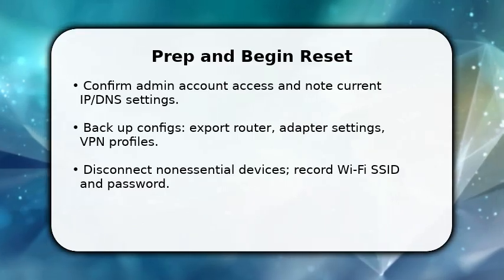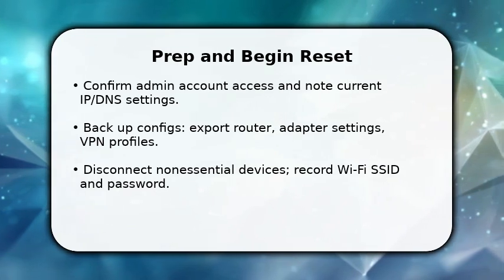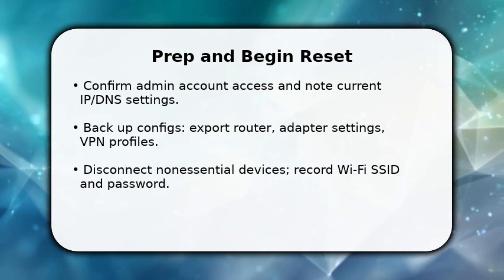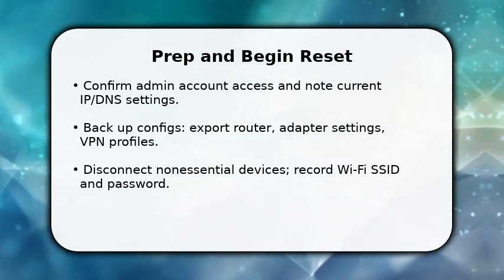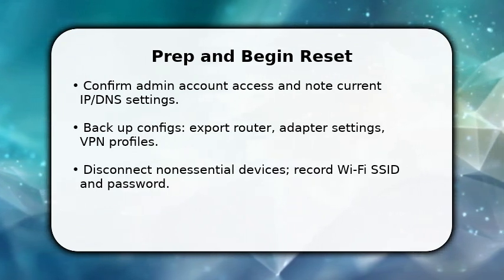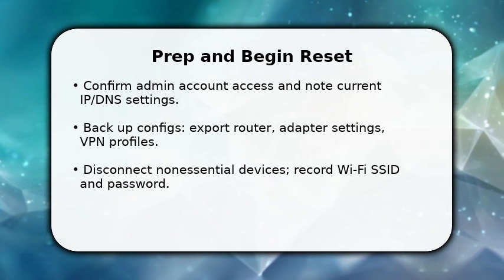You start by securing admin access and capturing your current network state so you can restore if needed. First, log into the router or local admin account and export config files. This preserves IP, DNS, and DHCP allocations.